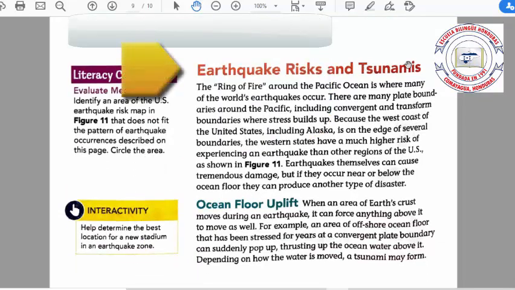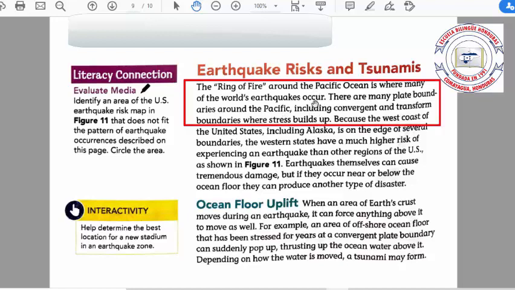Earthquake risk and tsunamis. The ring of fire around the Pacific Ocean is where many of the world's earthquakes occur. There are many plate boundaries around the Pacific, including convergent and transform boundaries where stress builds up. Underline this part, guys. From the ring of fire until builds up.